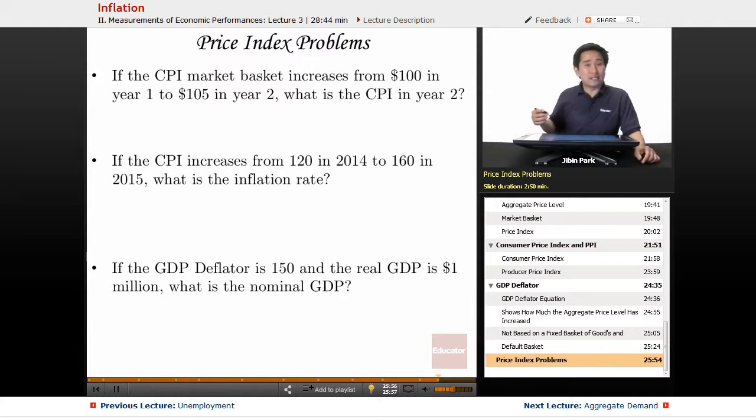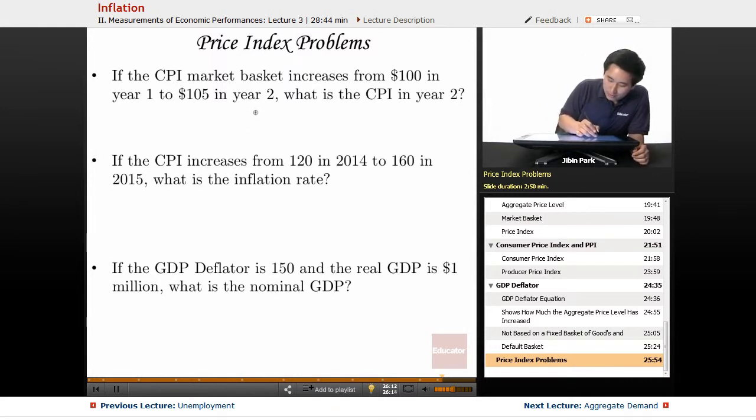Now here's some price index problems here. So let's work this out to close this particular lecture. If the CPI market basket increases from 100 in year 1 to 105 in year 2, what is the CPI in year 2? What is the consumer price index here?